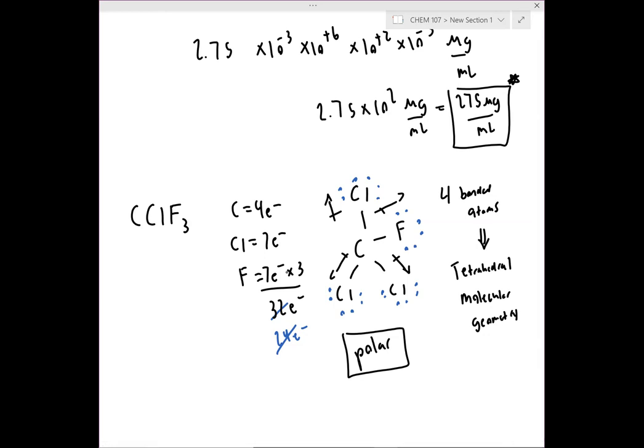Yes. Perfect, perfect. So one last thing, what would the bond angle be in this molecule? What would the bond angle be roughly for a tetrahedral geometry? 109. Yep, 109.5 degrees. Perfect. Does this example make sense? Yeah.